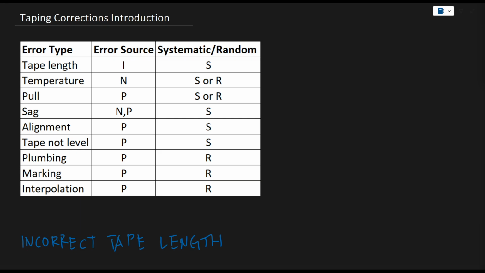We have three columns: the error type, error source, and if the error is systematic or random. Let's start with tape length. This is I, which stands for instrumental, and this is also systematic. Systematic means that we can compensate for this error. So we have a formula that I will be showing you after we discuss this table.